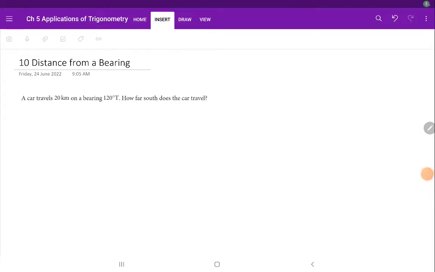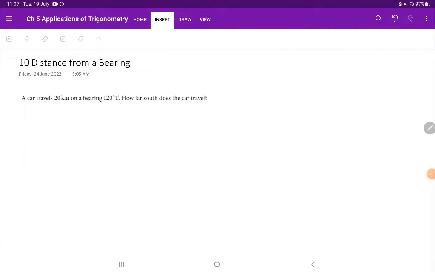Alrighty, so we're going to be looking at actually calculating distances on a bearing. We're going to need to use some trigonometry to solve this. And, as always, draw a picture. Makes your life easier. So a car travels 20 kilometers on a bearing of 120 degrees true. How far south does the car travel?